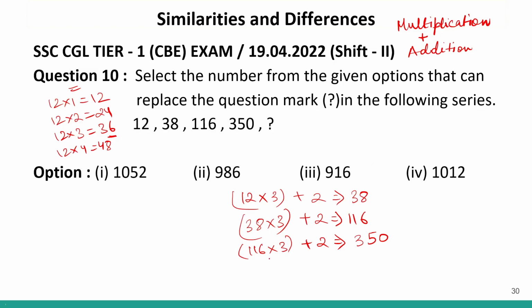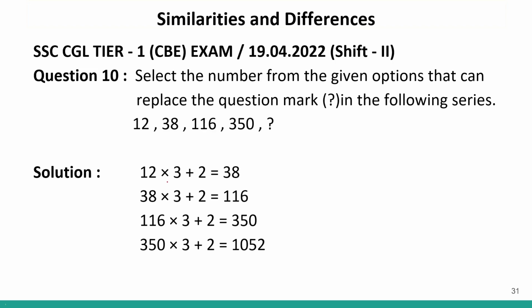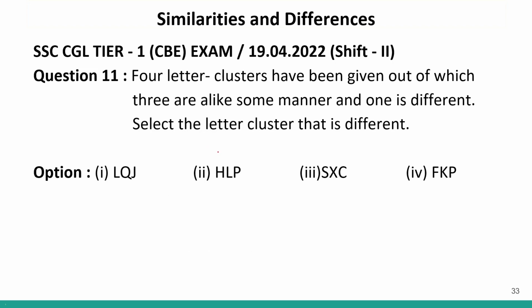Now, following the same logic, I'll multiply 350 by 3 and then I'll add 2 into it. So if I do this, I'll get 1050 plus 2, which will be 1052. 1052 is in option number 1. So our correct answer is option number 1, 1052. Okay? Here, we are just using two operations, multiplication plus addition.